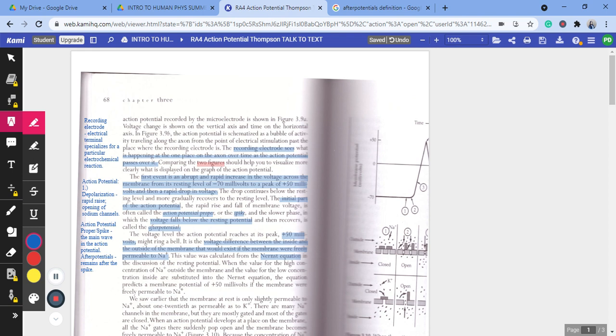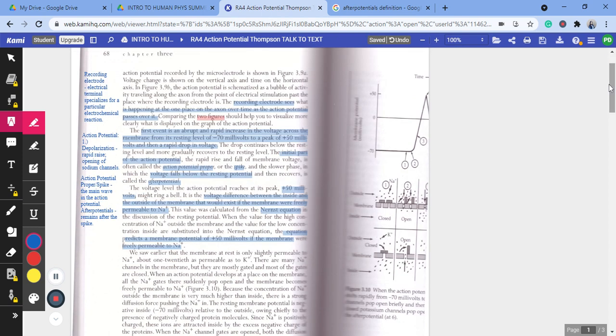When the value for the high concentration of sodium outside the membrane and the value for the low concentration inside are substituted into the Nernst equation, the equation predicts the membrane potential of positive 50 millivolts if the membrane were freely permeable to sodium ions.